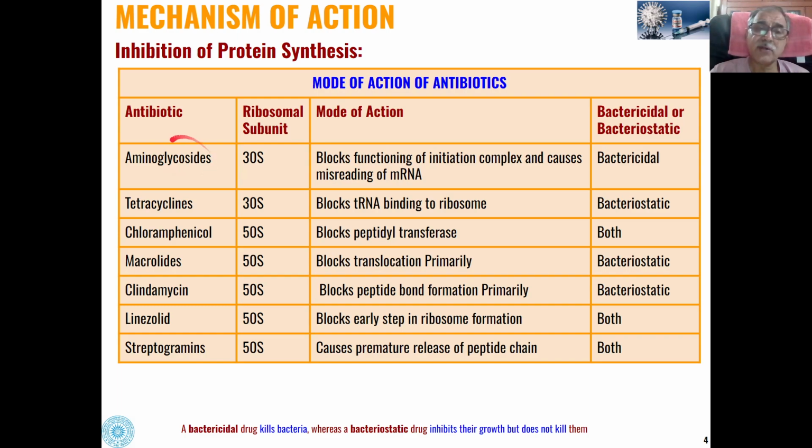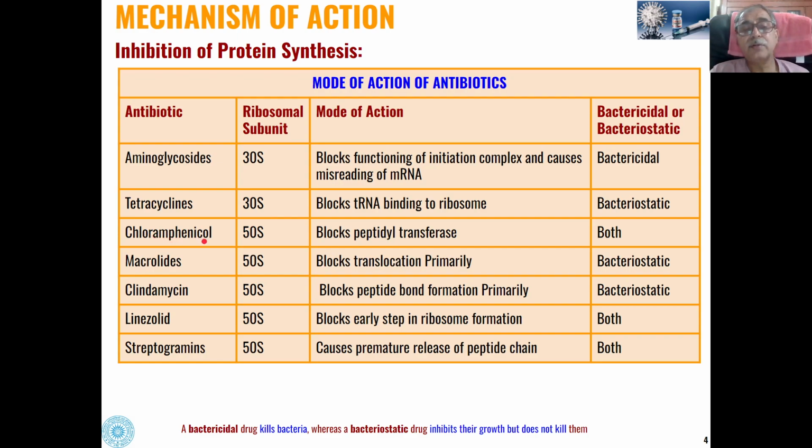So aminoglycosides, they will act on the 30S, meaning the small subunit of the ribosome will be affected, and they will block the functioning of the initiation complex, and this will cause the misreading of messenger RNA, and they will be bactericidal in nature. Then tetracyclines, they will be bacteriostatic in nature. They will block the tRNA binding to the ribosome, and they will again affect the smaller subunit.